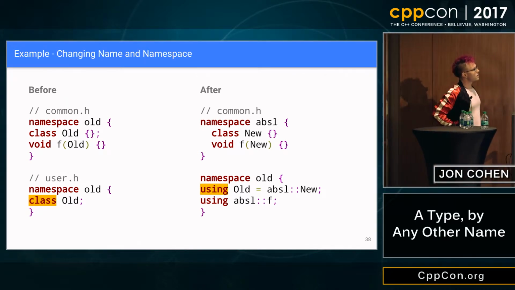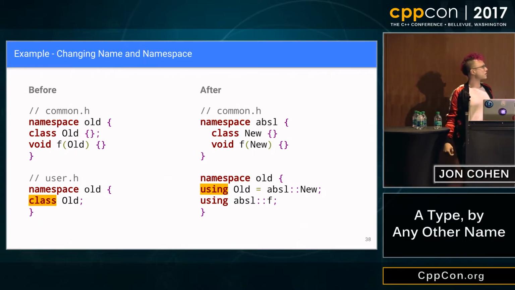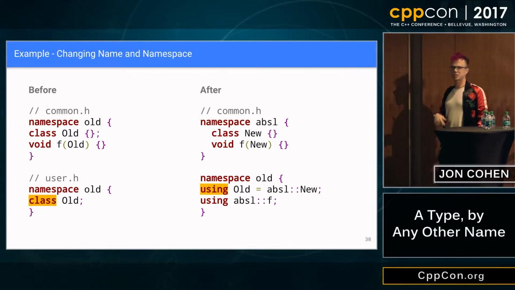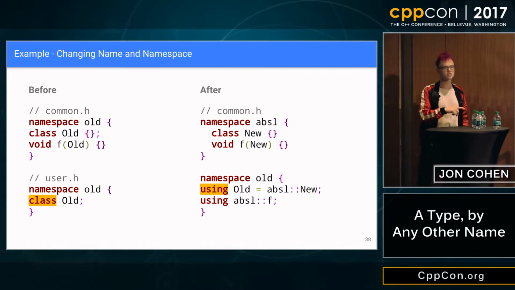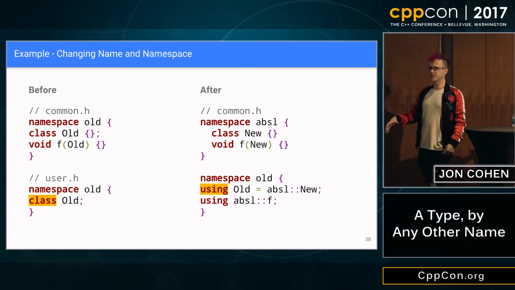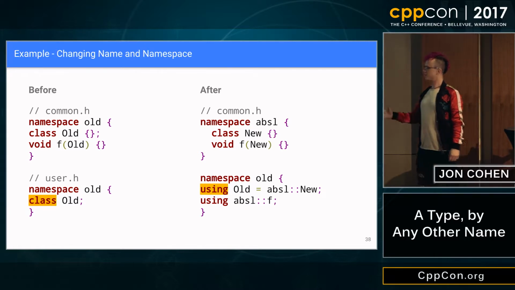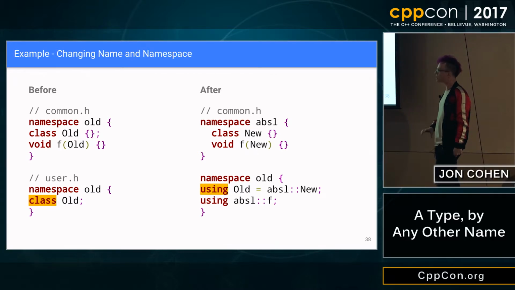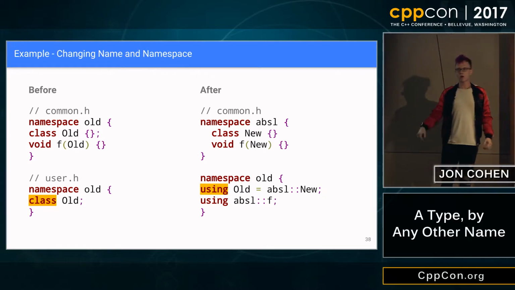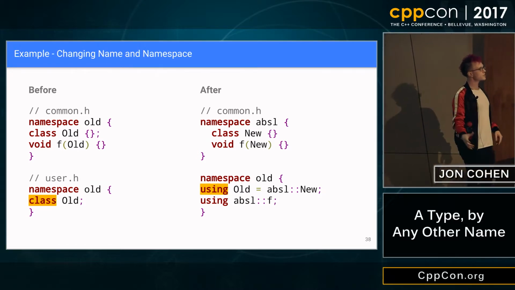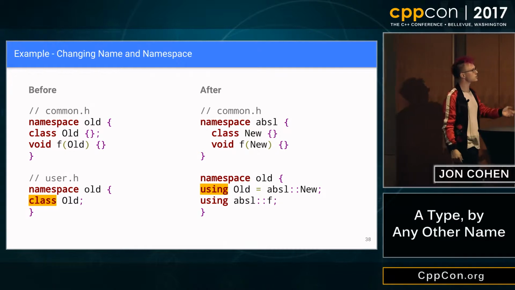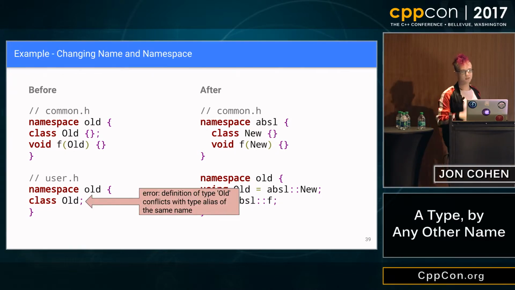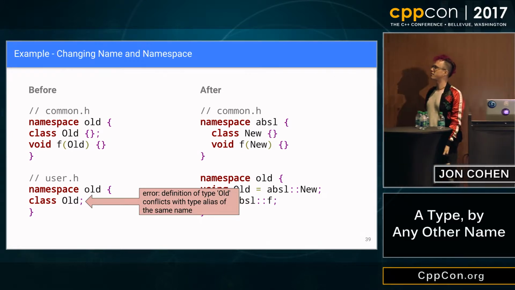But we're confusing the compiler here. The user over here is saying, yeah, old is a class or struct. Actually, I think if old is declared as a struct, this still works. The compiler thinks old is a class type. But the library maintainer, who's actually in charge of it, says, no. Old is a type alias. Old isn't a type at all. It's not a class. It's not a type. It's just another name for absil new. And indeed, we get this compiler error: definition of type old conflicts with type alias of the same name.